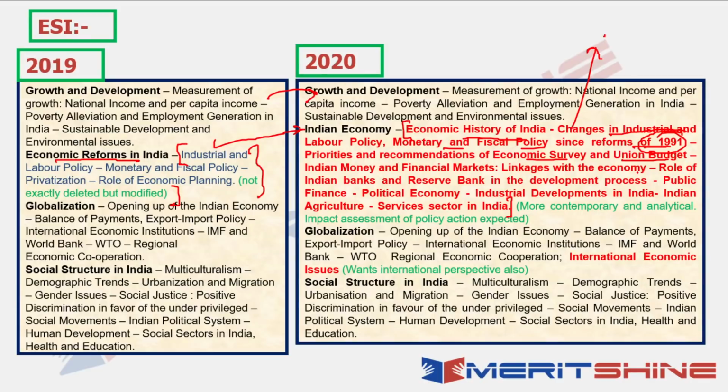Priorities and recommendation of economic survey and union budget, right? Now tell me one thing, both in finance and in ESI, you touch the budget. The moment you touch the budget, the priorities and recommendation of the current budget is something that you automatically do, right? So though this has been stated clearly as a separate entity, this is something that you must be doing anyways, right?